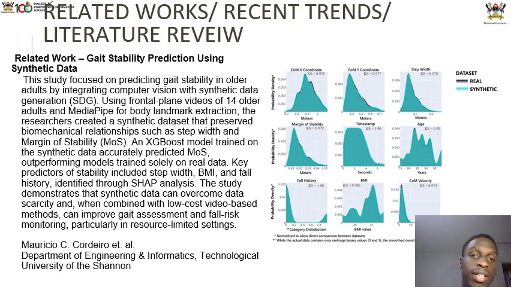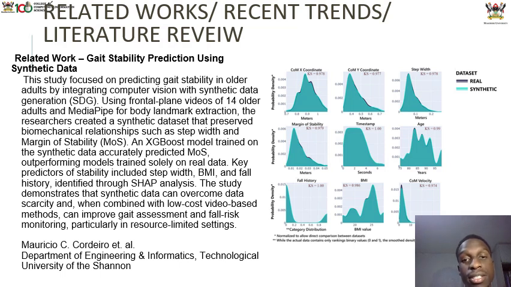Now we shall talk about related works and recent trends. We shall look at a study by Maurizio Codiero and his colleagues at the Department of Engineering and Informatics and Technology at the University of Shannon. Their research was based on predicting gait stability for older adults by integrating computer vision with synthetic data generation. They were facing a challenge of little data, so they came up with an engineered solution to synthesize their own data.